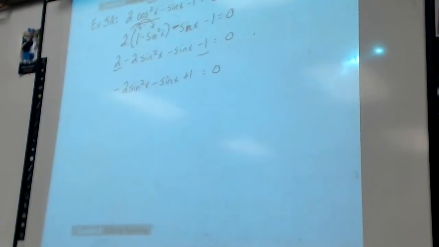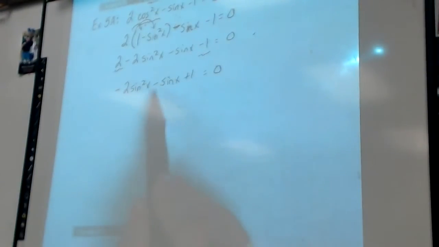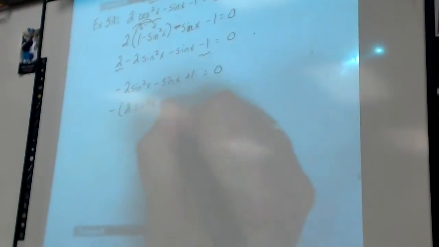All right, now we're going to factor this here in just a second, but before we factor it, we need the sine squared x to be positive. So we want to factor out a negative 1, which would change all of the signs. So we have a negative outside the parentheses, then we have 2 sine squared x plus sine x minus 1.